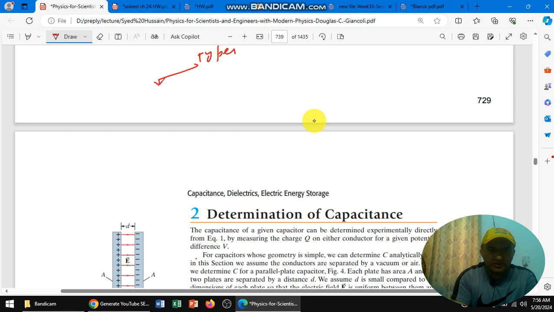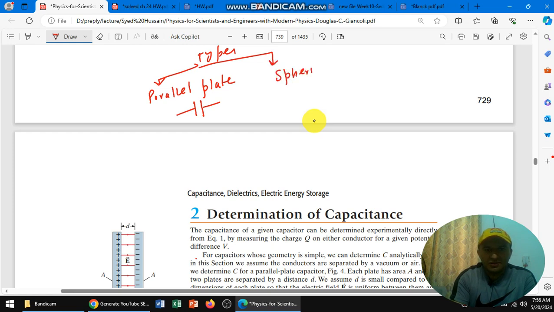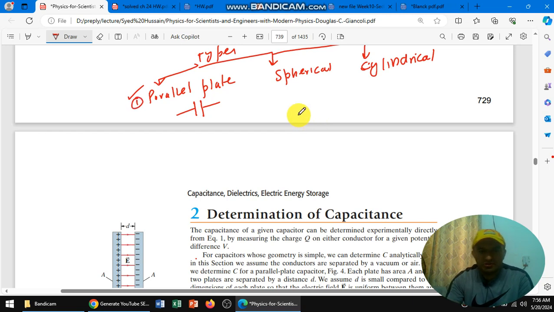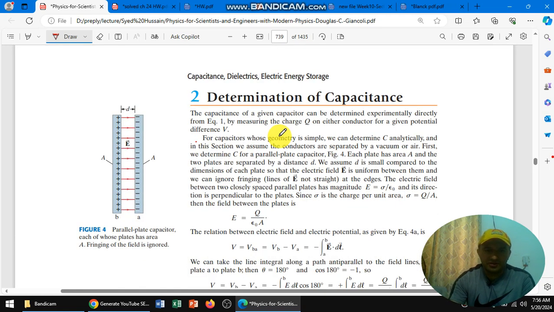The simple capacitor is the parallel plate capacitor, the capacitor that has simple two plates that are parallel to one another. The other one is the spherical capacitor. Spherical has two spheres that are separated by a distance. Similarly, we have the cylindrical capacitor. So first we explain the parallel plate capacitor, how to determine its capacitance.